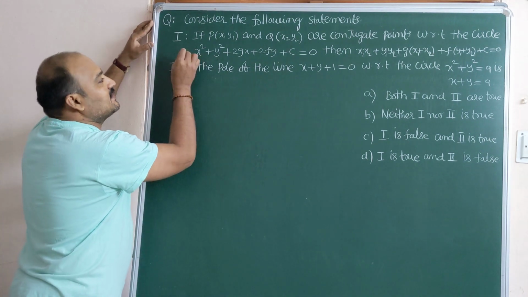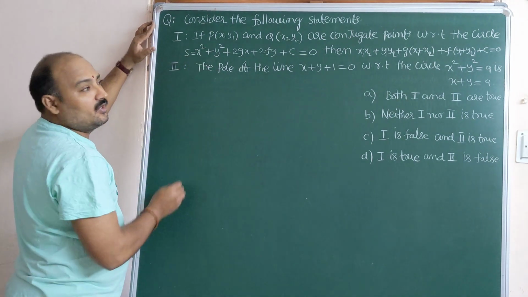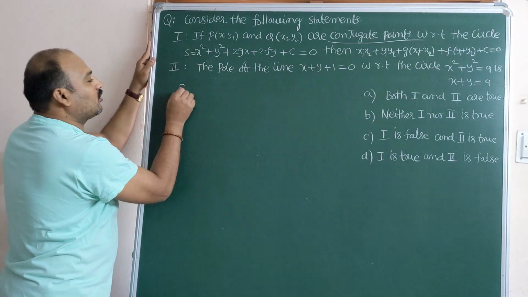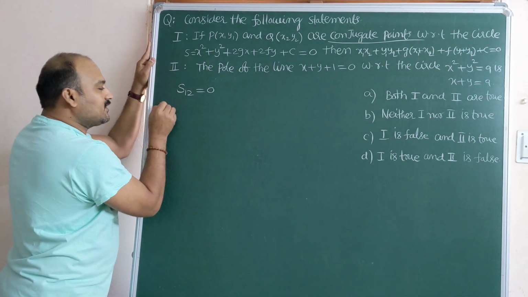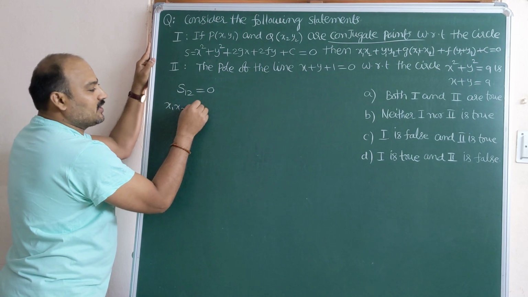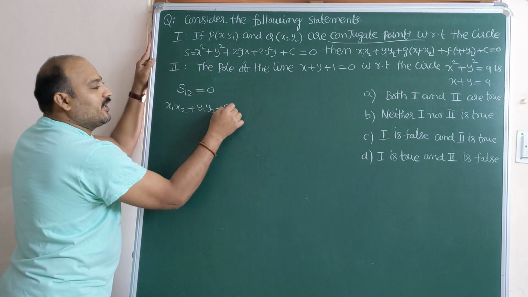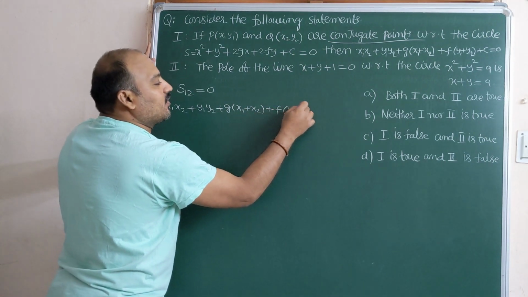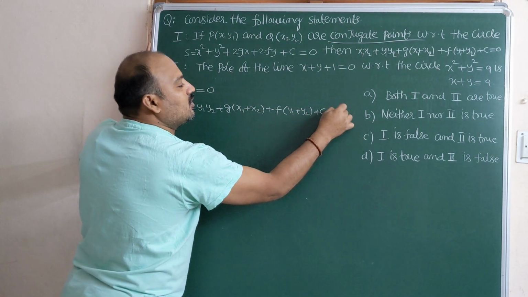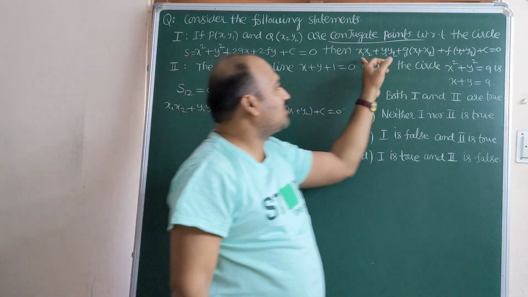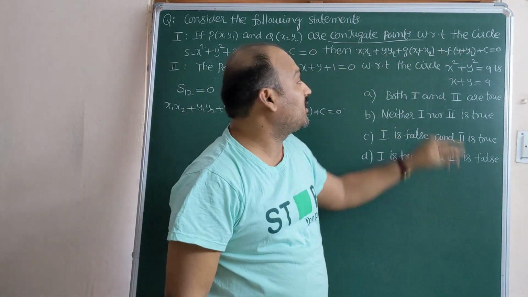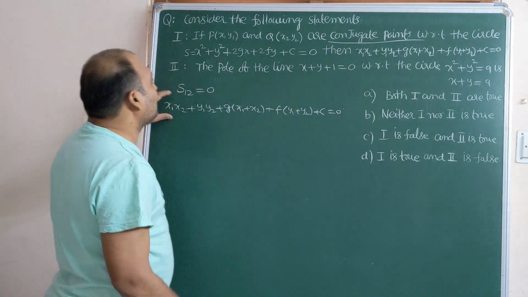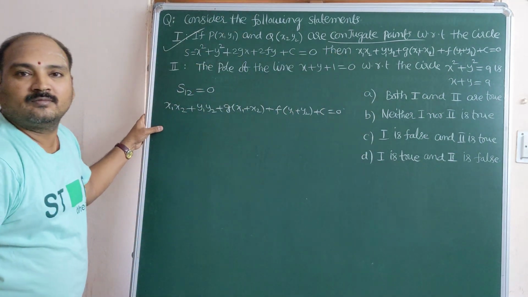So first, S equal to 0 is the circle. What is the condition? The points are said to be conjugate if S12 equal to 0. That is x1 x2 plus y1 y2 plus g into (x1 plus x2) plus f into (y1 plus y2) plus c equal to 0. This answer is there here. So the first statement is right.